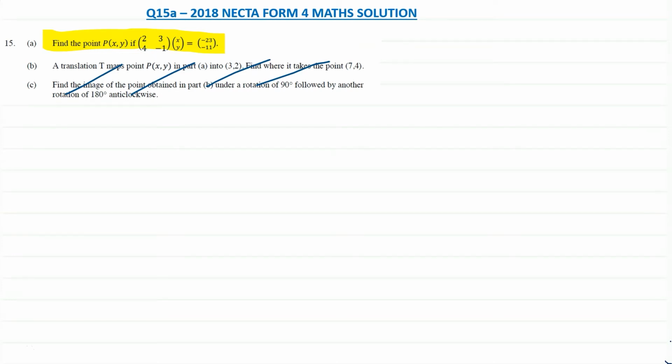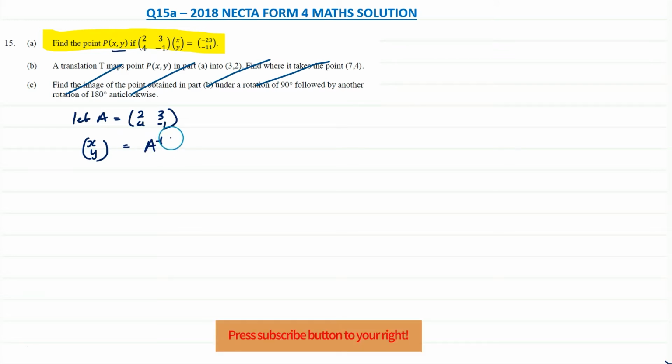This is the solution for question 15 from NECTA 2018 Form 4 past paper. For A, we're asked to find the point (x, y) if this matrix times point (x, y) is equal to (-23, -11). Let A be equal to this matrix: 2, 3, 4, -1. To find point (x, y), we need to take the inverse of A and multiply by this point here, which is (-23, -11).